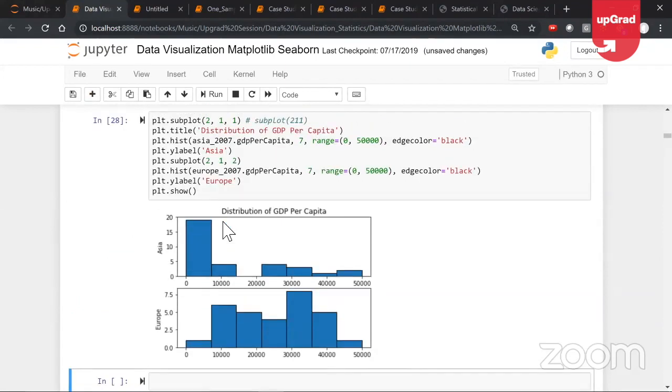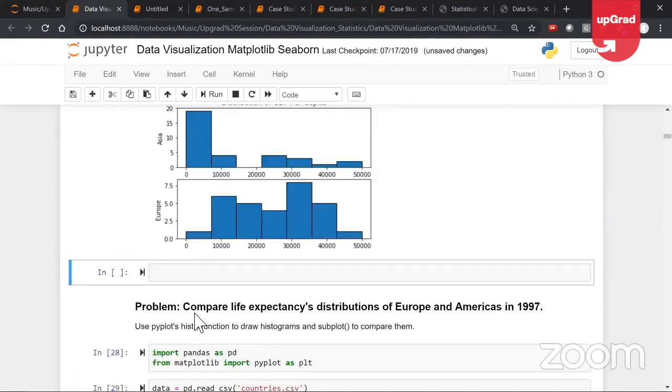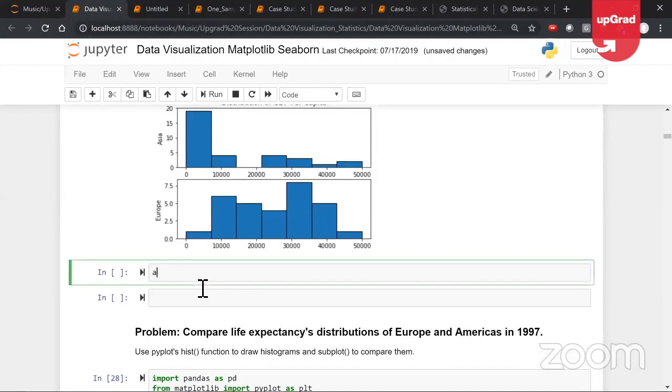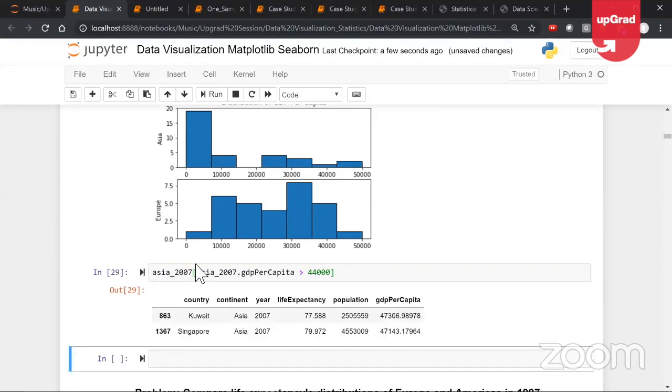So this is going to be Asia 2007. Asia 2007 dot GDP per capita greater than 45,000 probably. I'll probably take 44,000, maybe it's a small borderline limit. And that will give me a pandas series. And now I'm going to be indexing based on that. I'm assuming all of you are comfortable with this kind of notation. Yes, and we'll see it's Kuwait and Singapore.